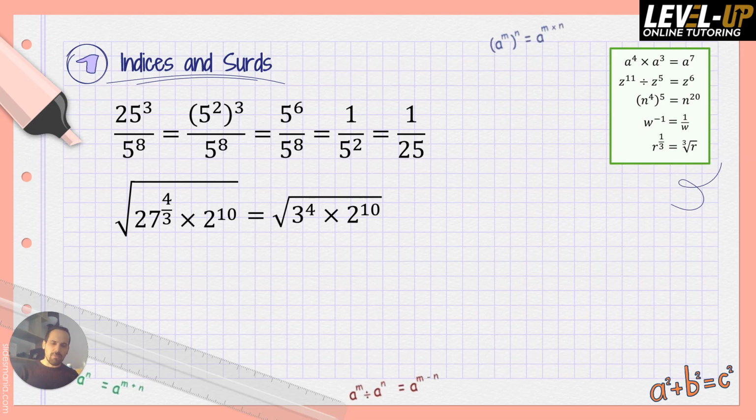So we had 27 to the power 4 over 3. Well, we know that denominator 3 means to take the cube root. So we do the cube root of 27 first. So we've got 3 to the power 4 there. 2 to the power 10 stays the same. Now we could distribute that root over the two things inside that are multiplying, which we know a root is the same thing as a power half. So if we're taking each of these things to a power half, we're timesing each of the powers by a half. So 4 becomes 2, 10 becomes 5.